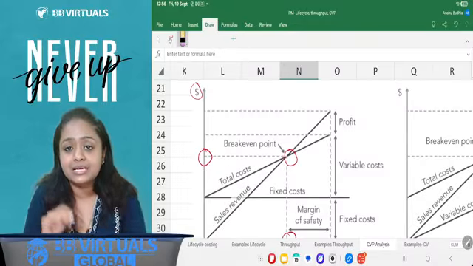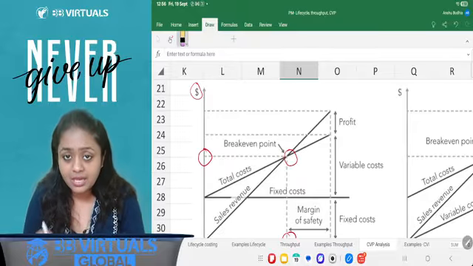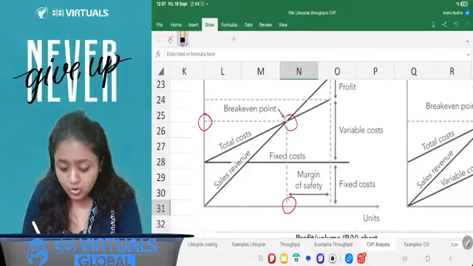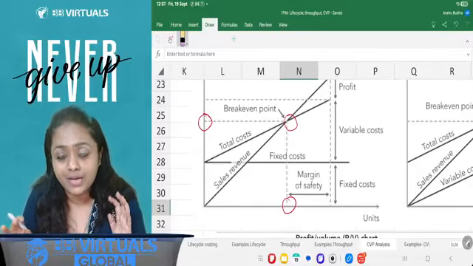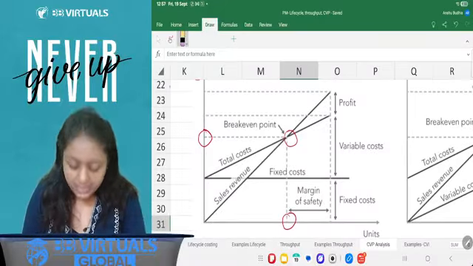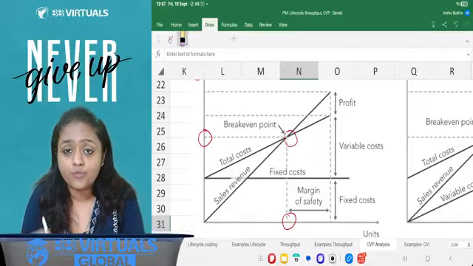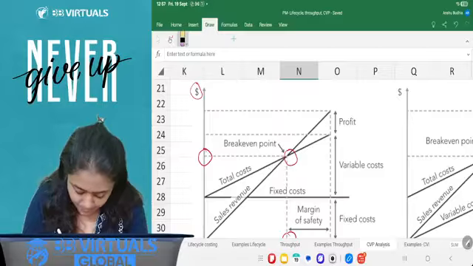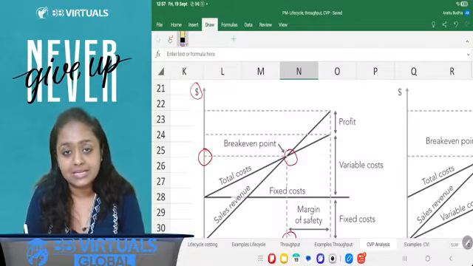This is never the right answer. Okay? You will see the question is asking you units or dollar, accordingly you will answer. Now what is the break-even point at which there is no profit, no loss? It is that point where the total cost line and total revenue line intersect.